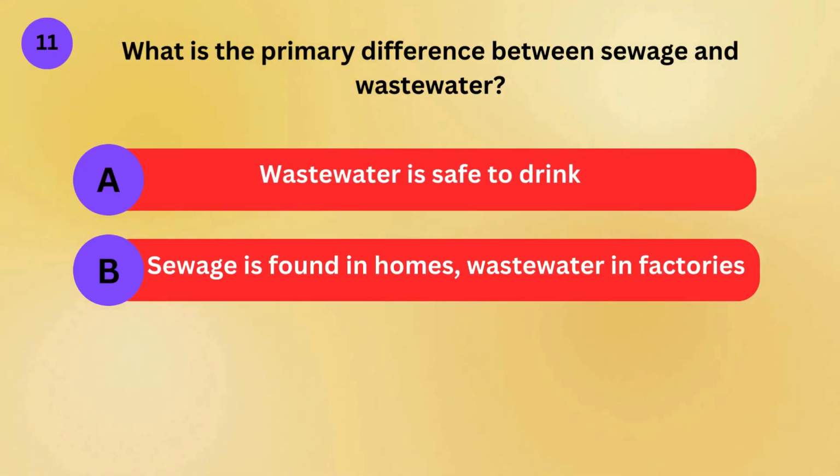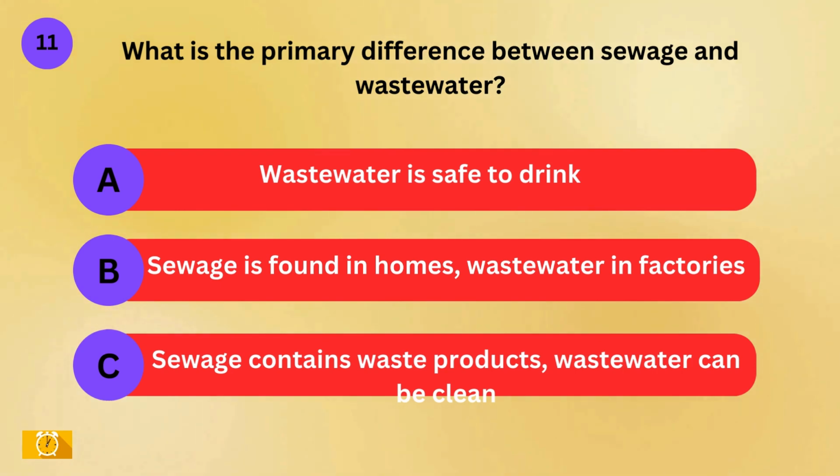What is the primary difference between sewage and wastewater? Wastewater is safe to drink. Sewage is found in homes, wastewater in factories. Sewage contains waste products. Wastewater can be clean.